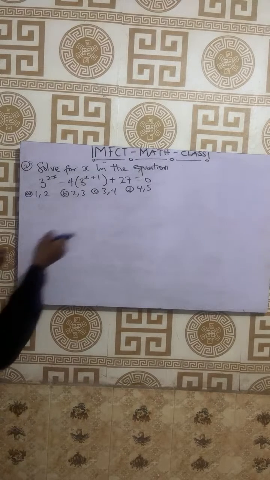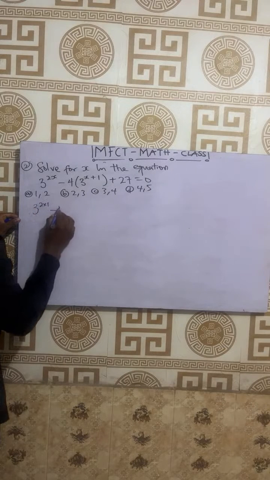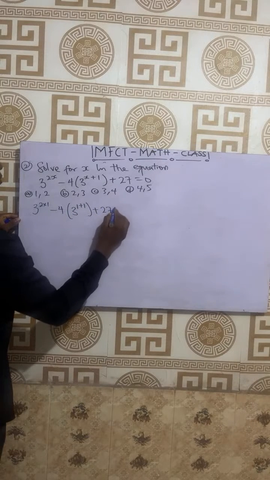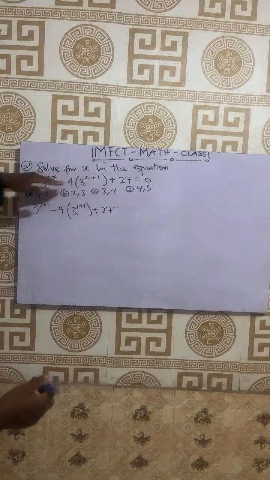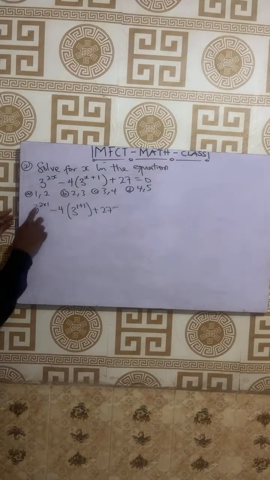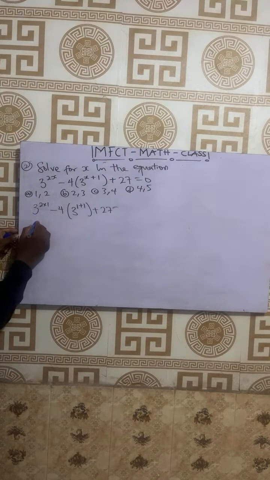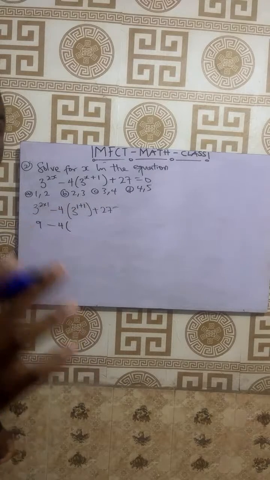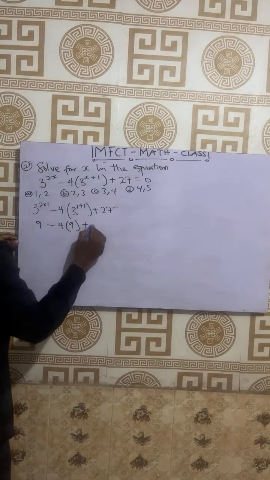Let me firstly substitute 1 into this. So that will be 3 raised to power 2 times 1 minus 4 times 3 raised to power 1 plus 1 plus 27. So if it gives me what is on the right-hand side, that simply means that it is correct. So guys, 2 times 1 is 2, right? So what is 3 squared? 3 squared is 9, minus 4. And 1 plus 1 is 2. What is 3 squared? That is 9, minus 4 times 9, plus 27.